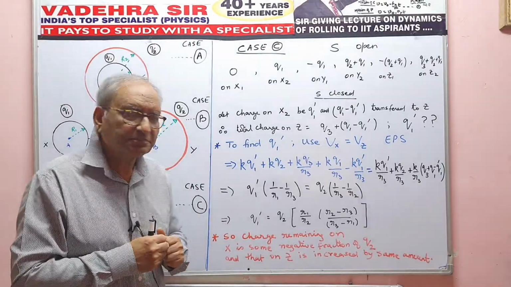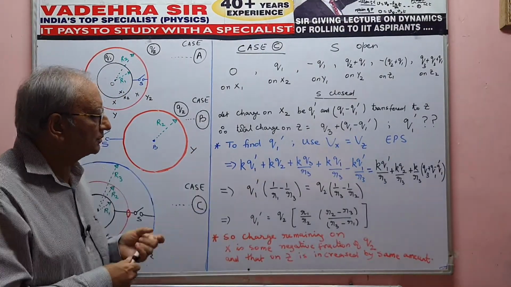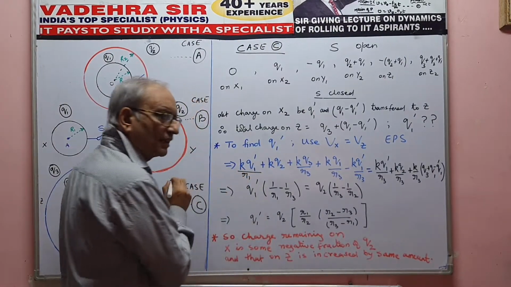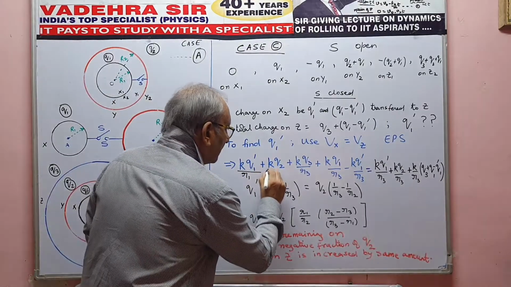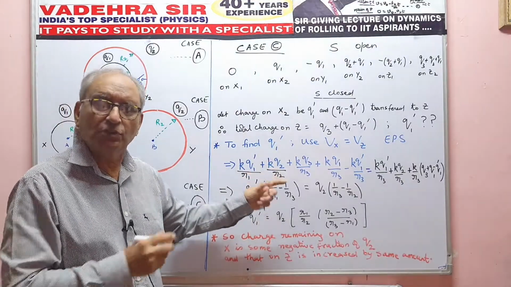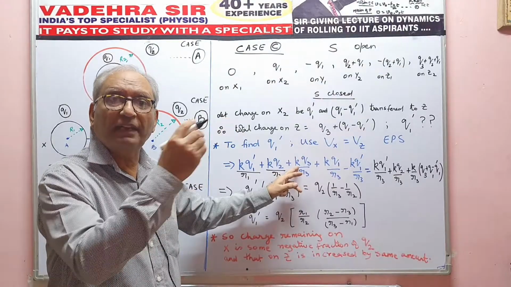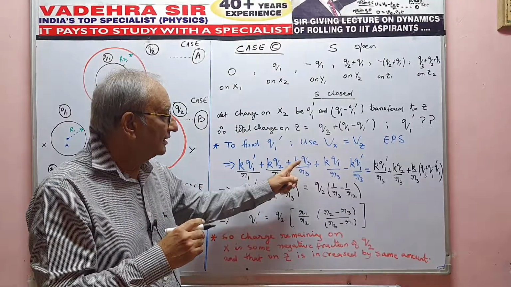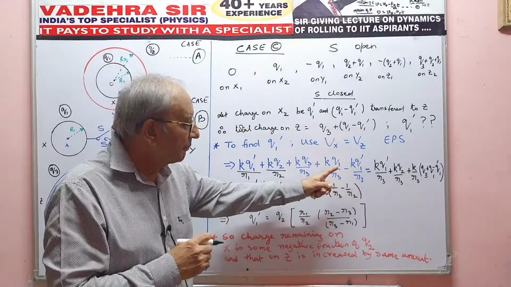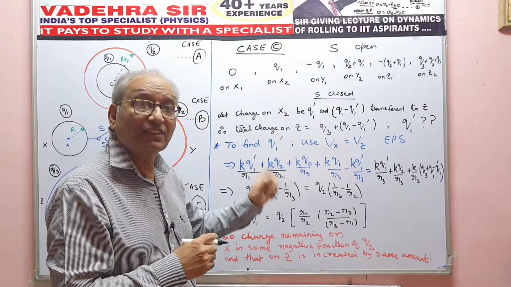Alright, let's go on. So the potential on X: kQ1 dash upon R1 due to itself, plus kQ2 upon R2 due to the plate Y, and the contribution from the plate Z, that is kQ3 by R3 plus kQ1 by R3 minus kQ1 dash by R3. This is Vx. Now let's talk about Vz.